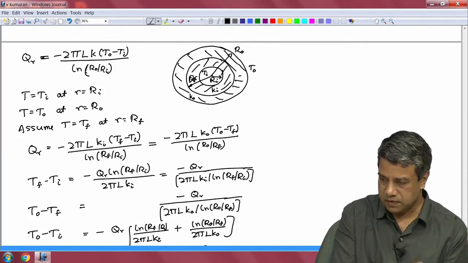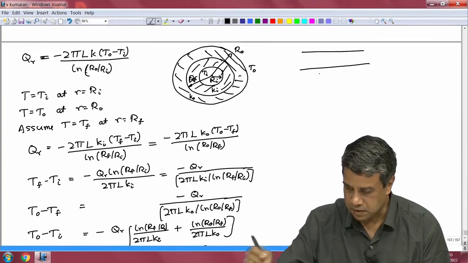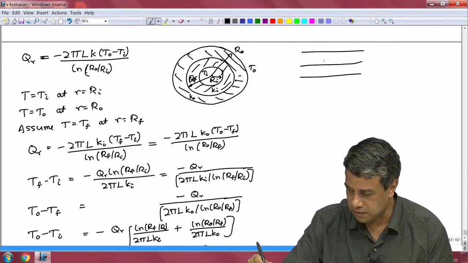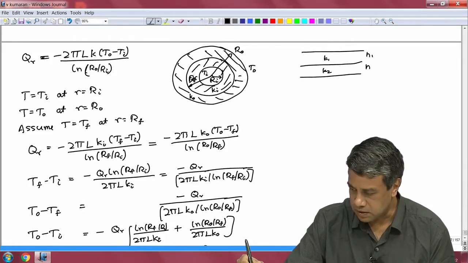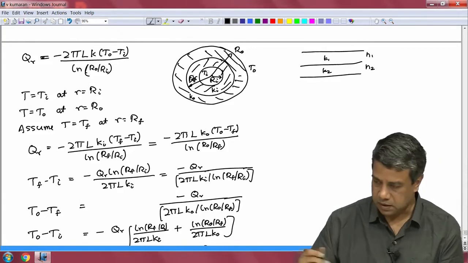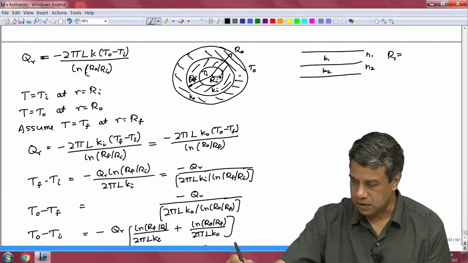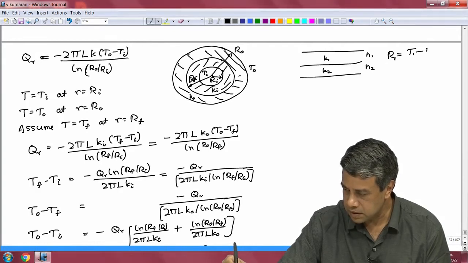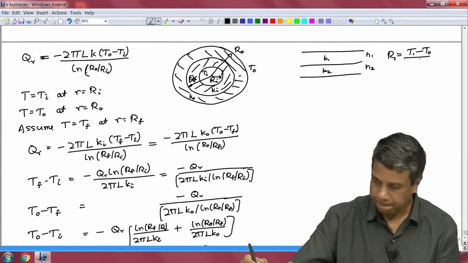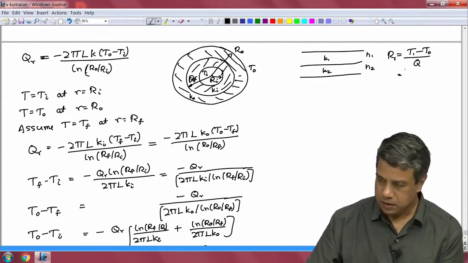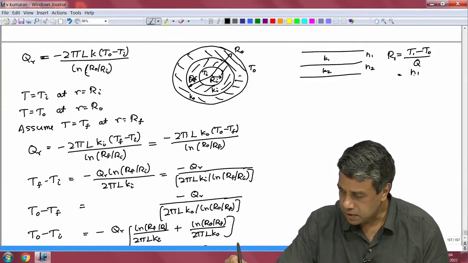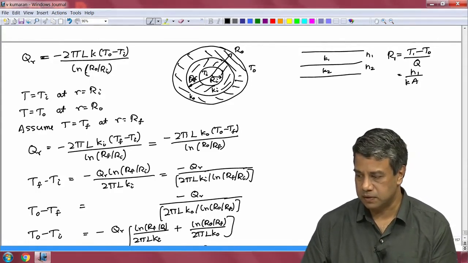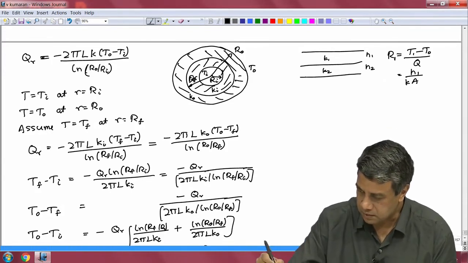Recall that when we had solved the problem of conduction in a slab with two different kinds of materials, K1, K2, H1, H2, we had written that the resistance R1 is equal to T1 minus T naught by Q, and that was given by H1 by K A. That was the heat transfer resistance.